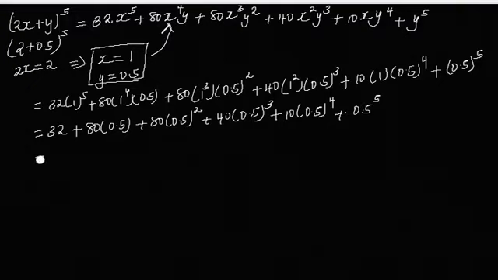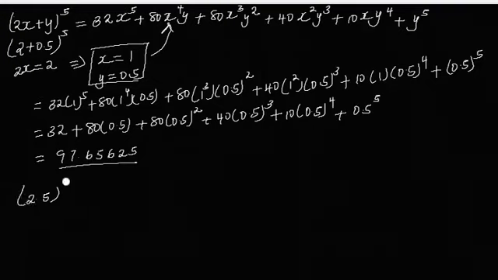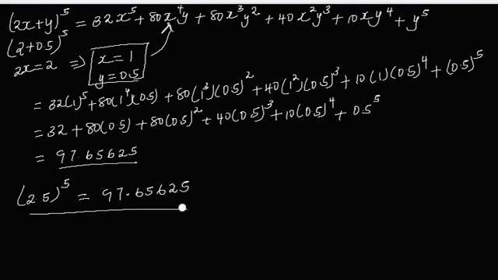And we can use our calculators now to evaluate this. And if you do, you'll get 97.65625. So that means 2.5 to the power of 5 is the same as 97.65625.